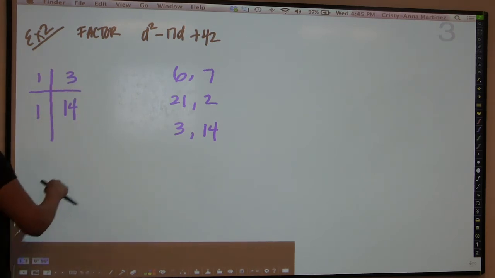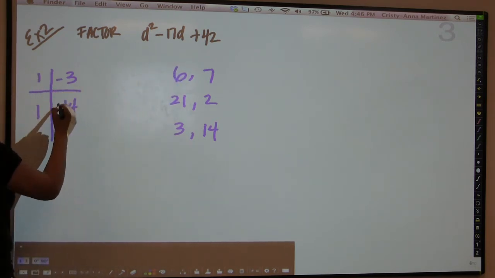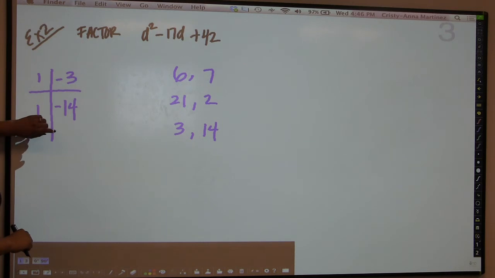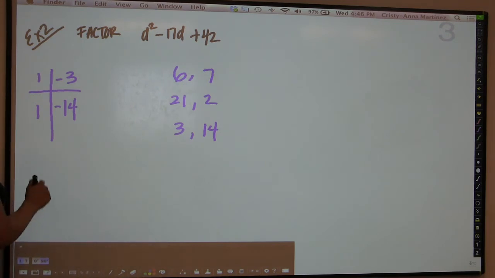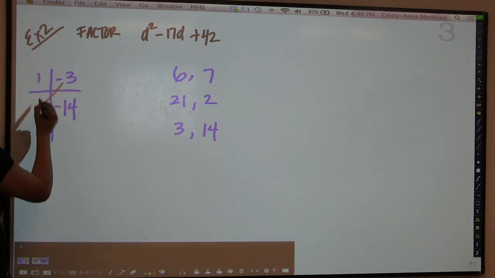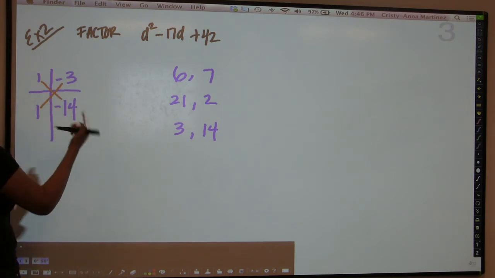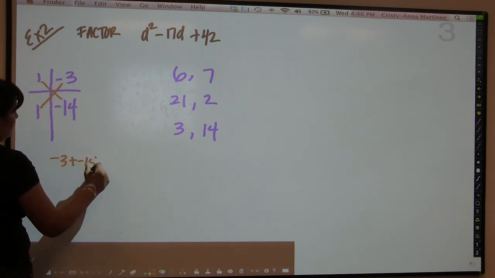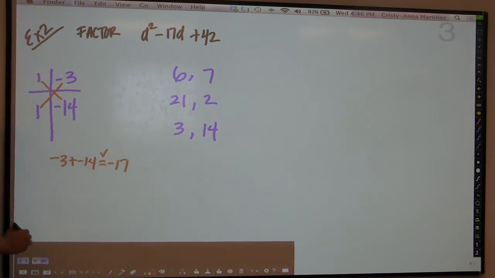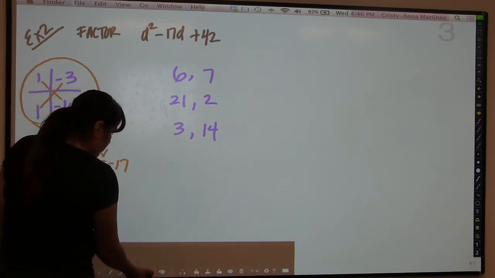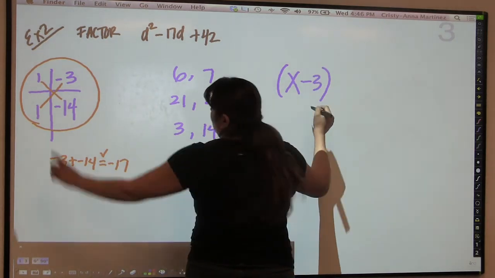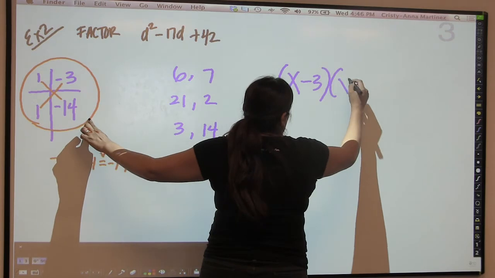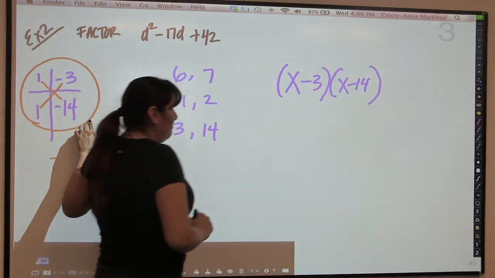And to get a negative here, they both have to be negative. Okay, so if I have negative 3 times negative 14, that'll be positive 42. And then when I go to my diagonals, negative 3 plus negative 14 is negative 17. So that works. So this is my correct problem here. And we're going to get x minus 3, because we'll go across with my answer, and x minus 14. And this time I'm not going to check my work, but I'm pretty confident that it's right.